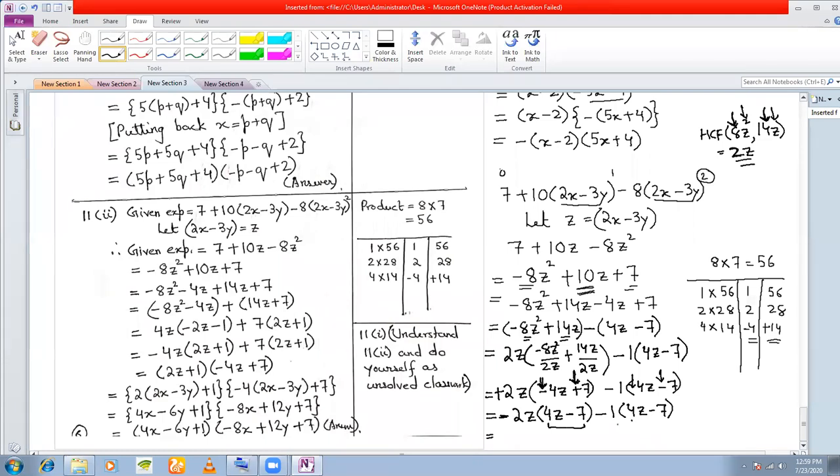Excuse me, sir. In the third step, the HCF of 8z square and 14z cannot be 8z. Why will it be 8z? Because the HCF of 8 and 14 is what? Let me finish this, then I'll answer your question.